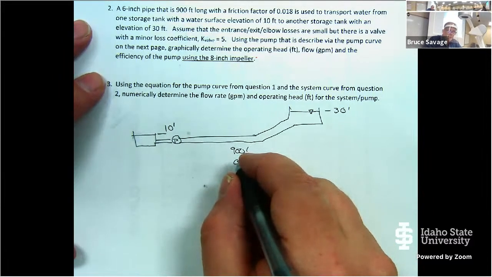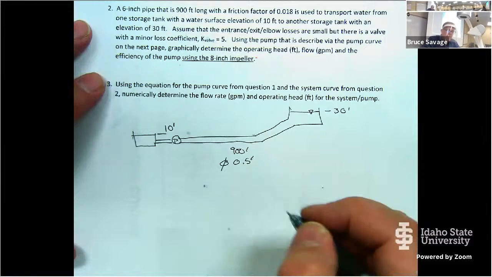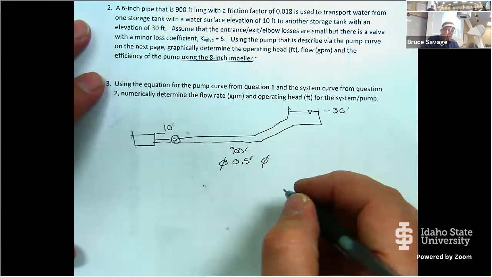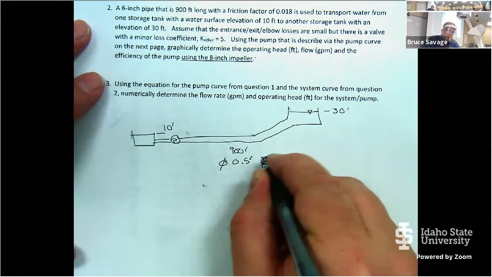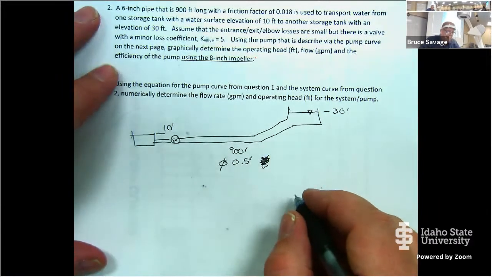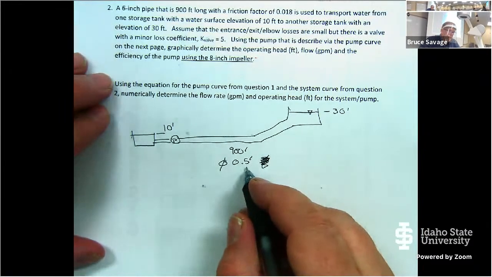For those draftspersons in here, does the diameter symbol go before or after the number? Is it this way or this way? That means diameter. I think it's in front. I think so too. I can't remember for sure, but I think you're right. That looks familiar. So the diameter is 0.5 feet.